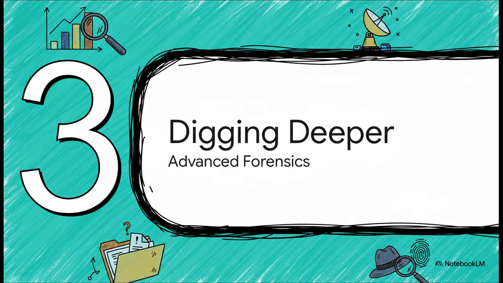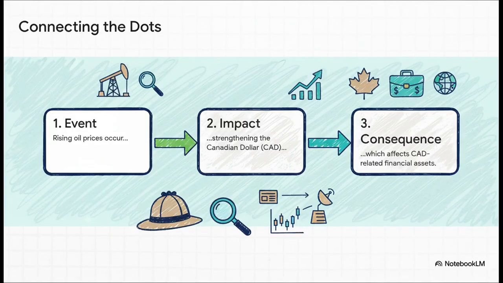All right, we've covered the basics, the crime scene, the context, but the best detectives don't just stop there. Nope, they call in the forensics team for a much deeper look. So let's dig into the world of advanced data analysis. One of the most powerful forensic techniques is called intermarket analysis. The idea is simple. No market is an island. Everything is connected. As you can see here, when oil prices rise, it tends to strengthen the Canadian dollar. A detective who connects those dots can start to anticipate moves in all sorts of related assets.